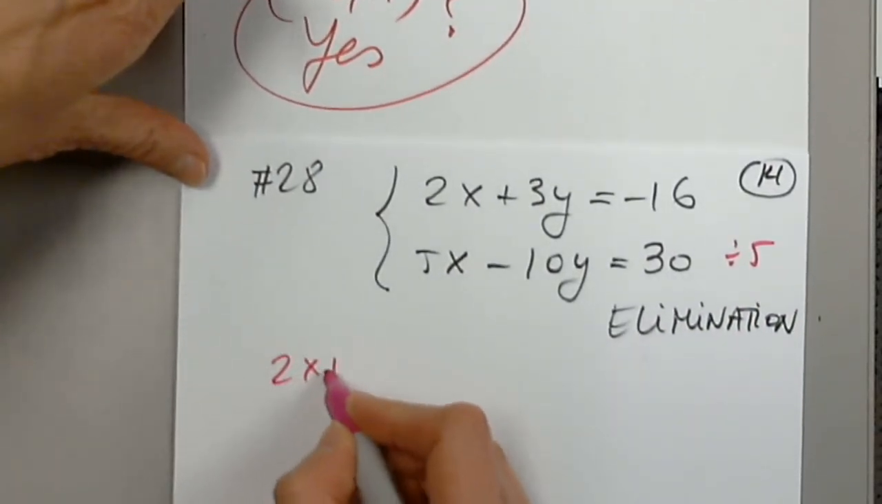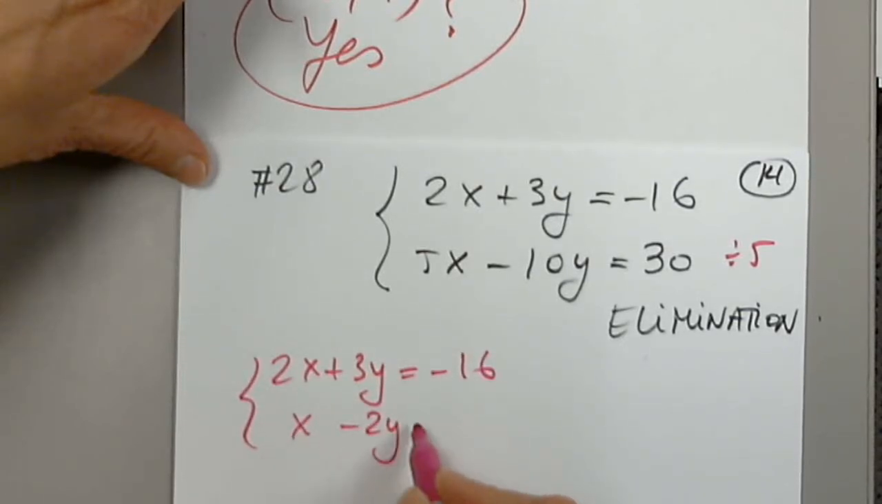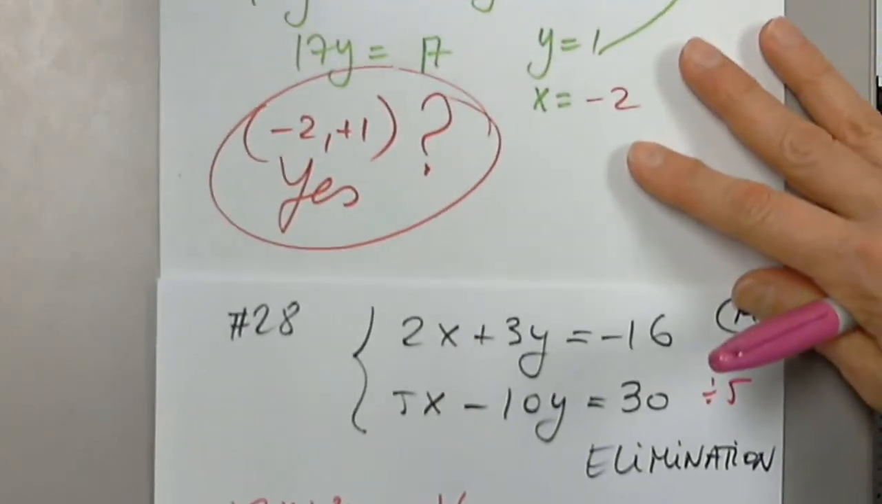So I have 2x plus 3y equals negative 16, and x minus 2y equals 6. This is a much easier situation now. Why? Why did I do that? For many reasons. But here's one main reason.